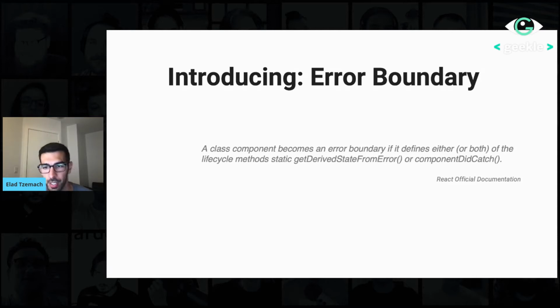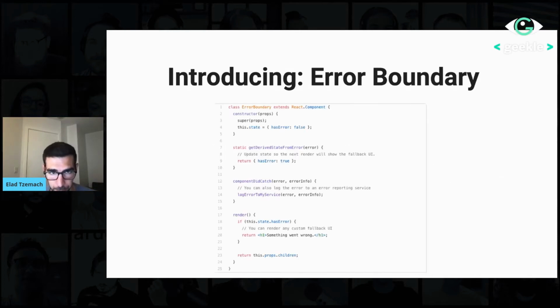The second thing is that the error boundary itself, that class component, has to define either one or both of static getDerivedStateFromError or componentDidCatch. Which one you define, or if you define both, really depends on what you want to accomplish with your error boundary and your error handling strategy. So this is an example of what an error boundary component might look like.